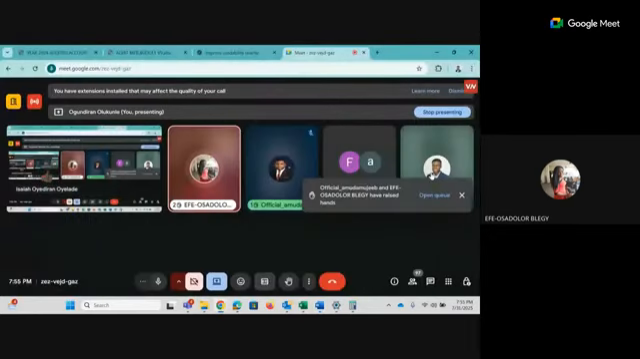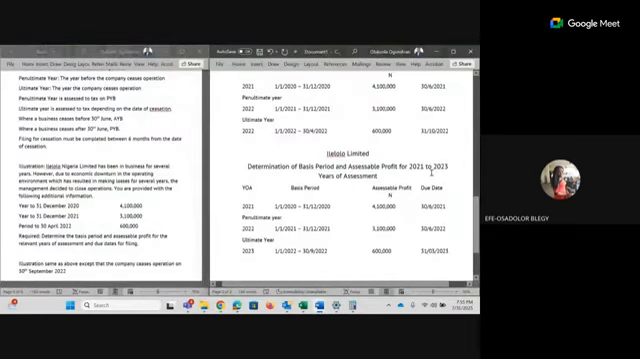In this example of September, what is the date? I'm interested in that date, the period. So it's 1st January 2022 to 30 September 2022, and it's going to be assessed to tax in 2023. Except if I'm not understanding your question.